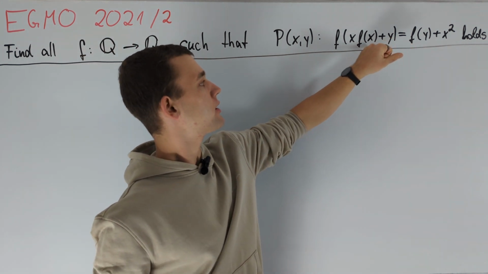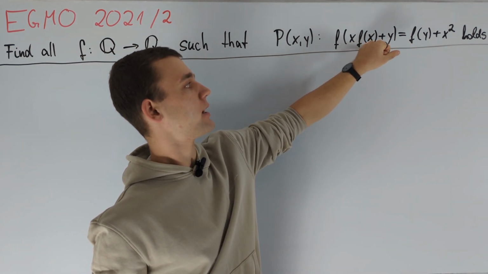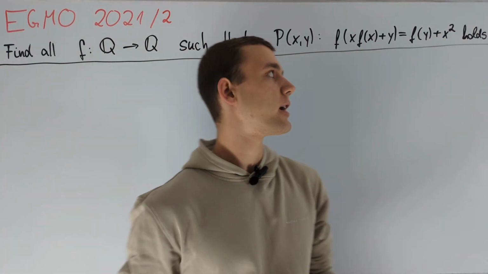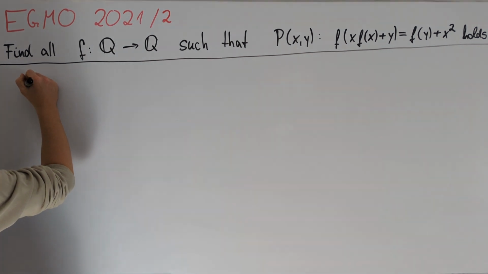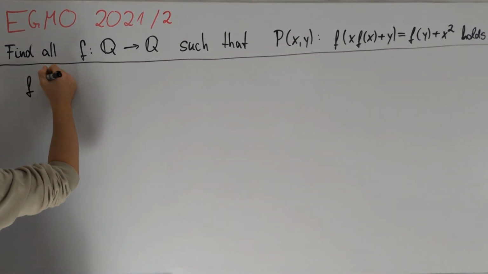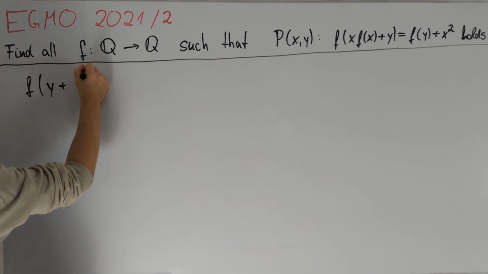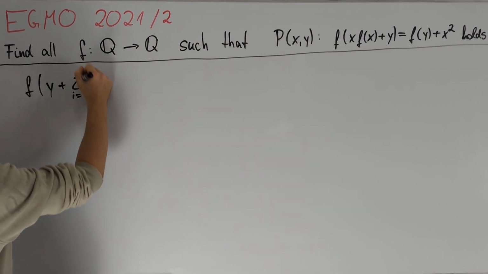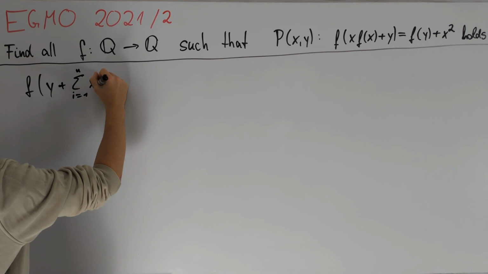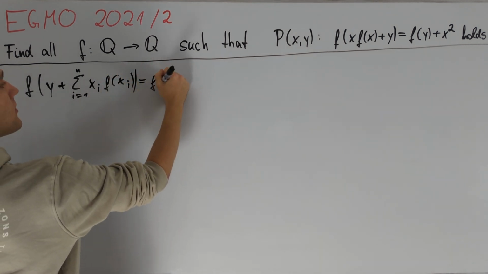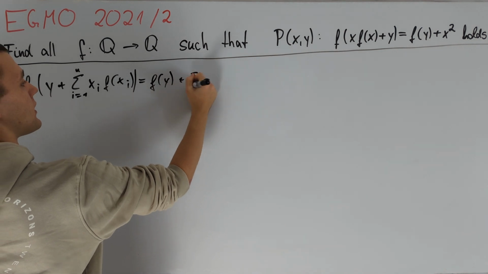changing the argument, or increasing it by x times f(x), increases the output by x squared. We can reapply the same argument to obtain that for any sequence of xi, translating our argument y by the sum of i going from 1 to n of xi f(xi) changes our output by a sum of xi squared.